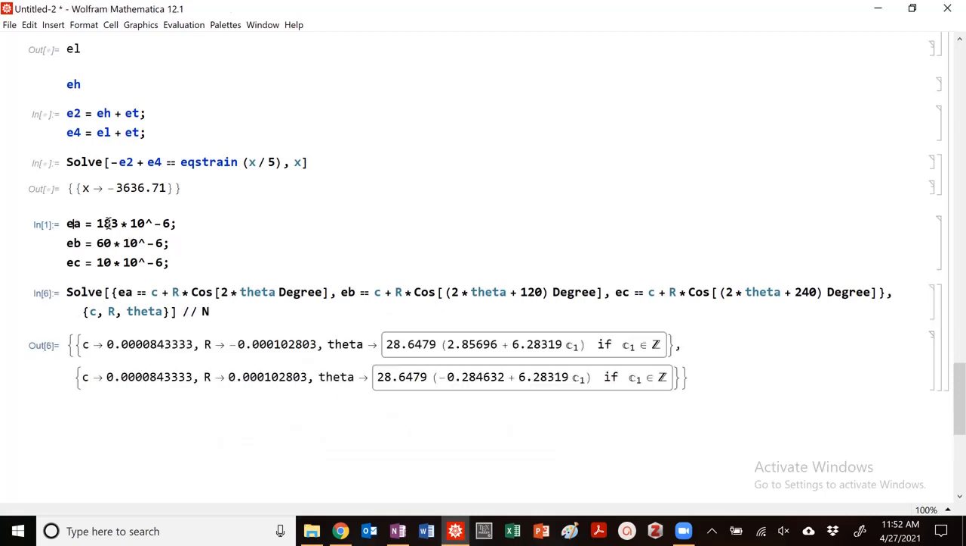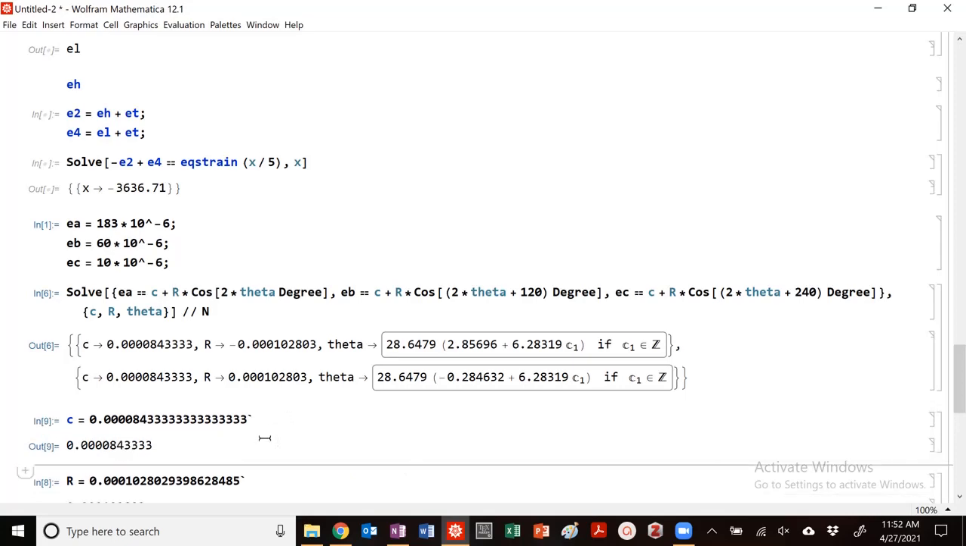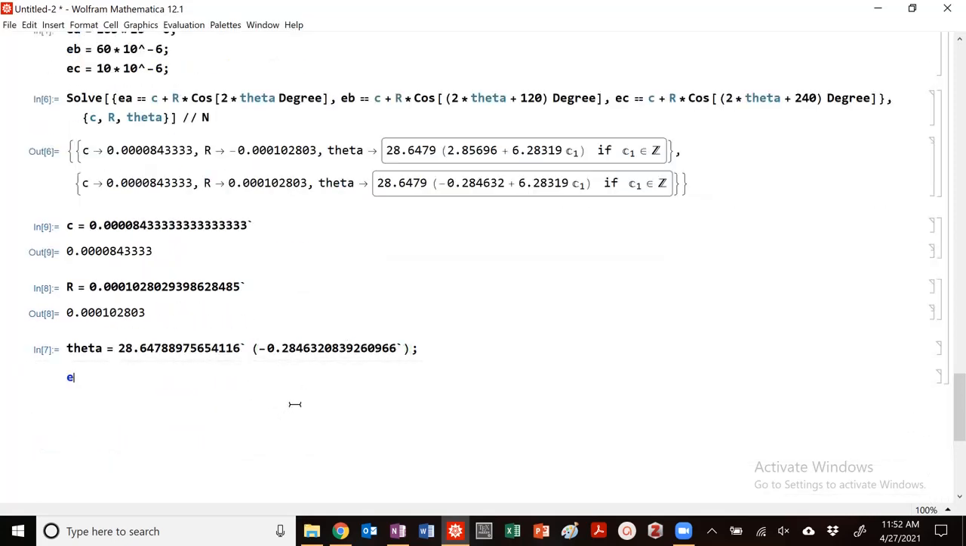Because I chose A, I'm going to take the center plus my radius, so I'm taking this angle. So my center is going to be this. My R is going to be this, the positive value. And then this is my theta angle, so my theta is going to be equal to this. So C, R and theta. So my principal strain is going to be, this is the rotation that I need to get to my principal stress state. So E1 is going to be equal to C plus R. E2 is going to be equal to C minus R.